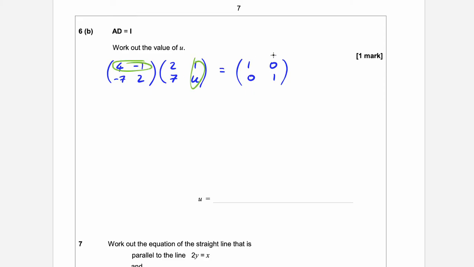This is like my top right has to equal 0. So I'm going to say 4 times 1 is 4. Minus 1 times u is minus u. That has to equal 0. Now I could have done the bottom right as well, equals 1. Doesn't make a difference. And then just solve this, add the u over here, and I get u is equal to 4. So this u equals 4.